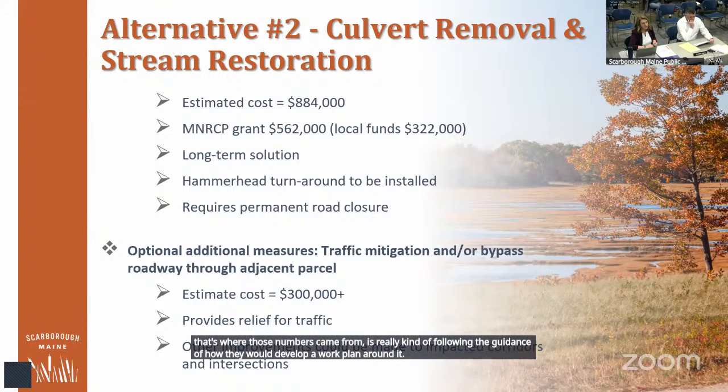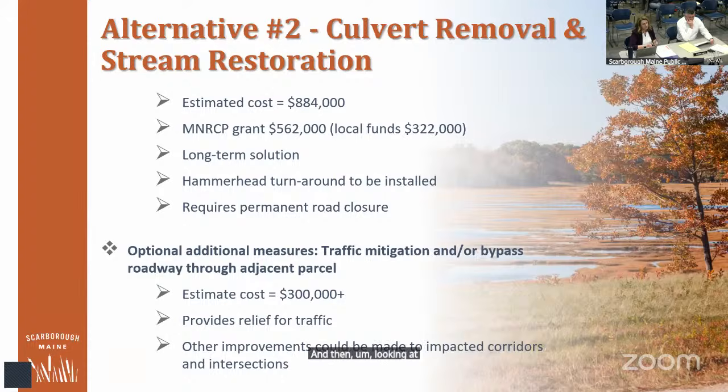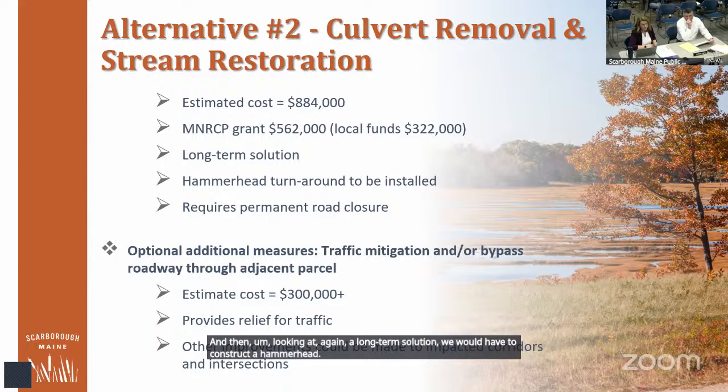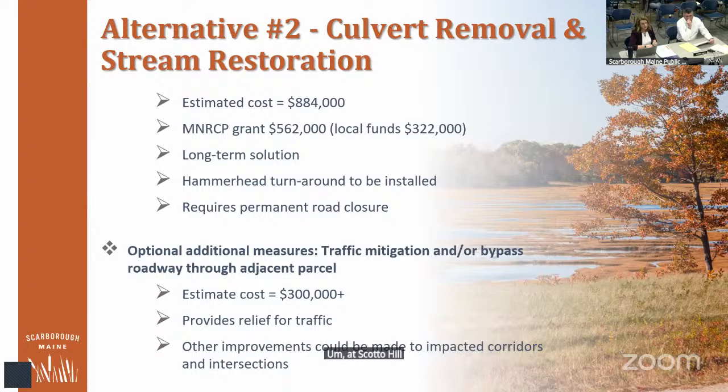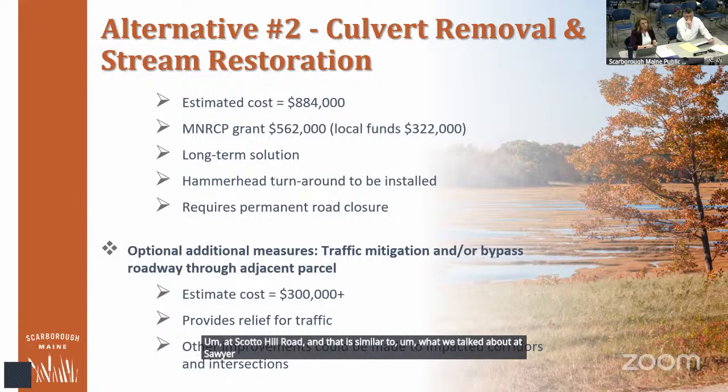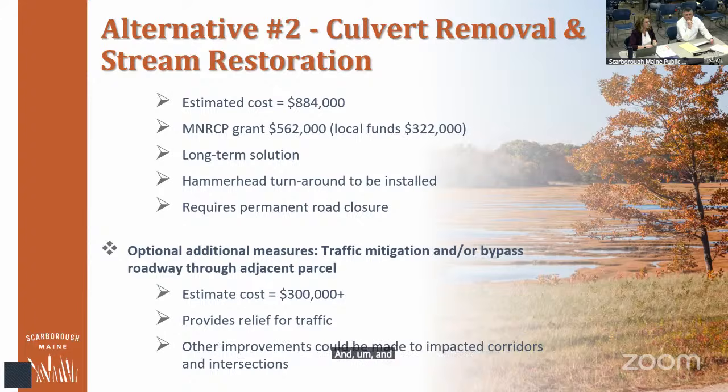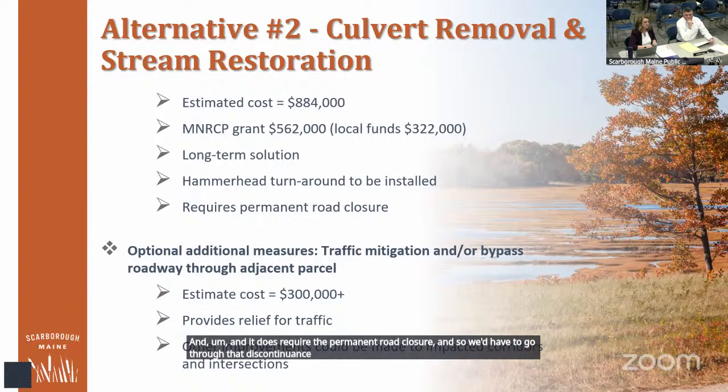And then looking at, again, a long-term solution, we would have to construct a hammerhead at Scotto Hill Road. That is similar to what we talked about at Sawyer Street. There's similar cost funding around that. And it does require the permanent road closure, so we'd have to go through that discontinuance process through council for that.